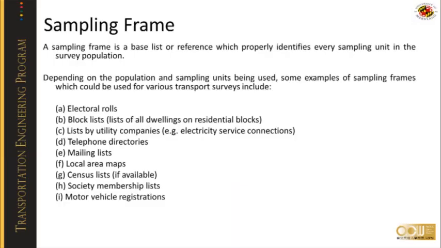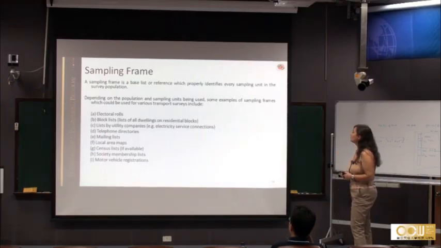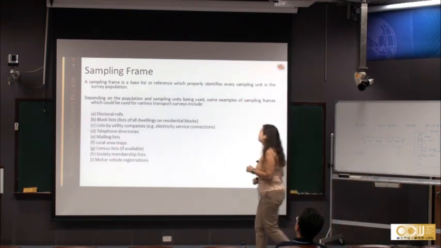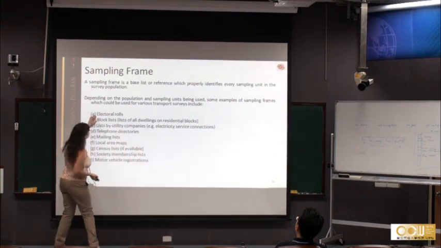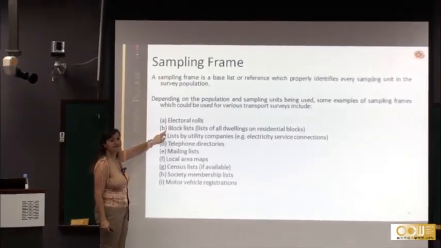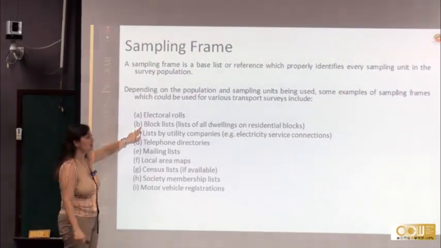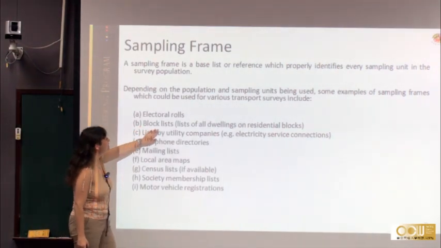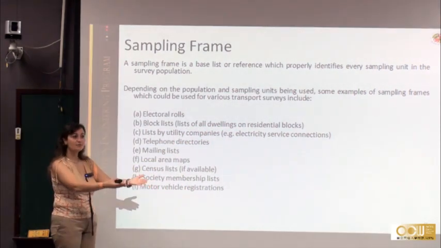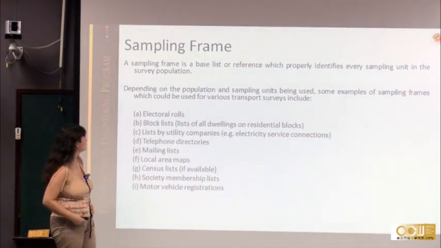Now, you need to draw this population from somewhere, right? Depending on the sampling units, you can use different ways to draw this population. What you can use are, for example, electoral rolls. We don't do that in transportation. Block list. This was the NIH survey, right? The survey on health, because they were selecting dwellings on residential blocks. So they were visiting a neighborhood and interviewing all the households in that neighborhood.